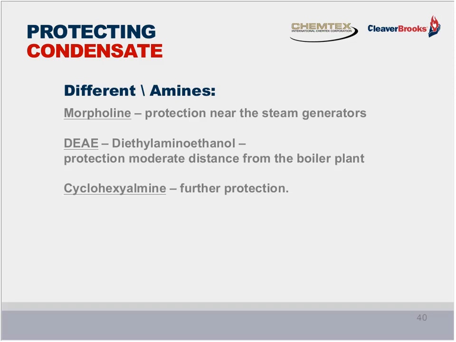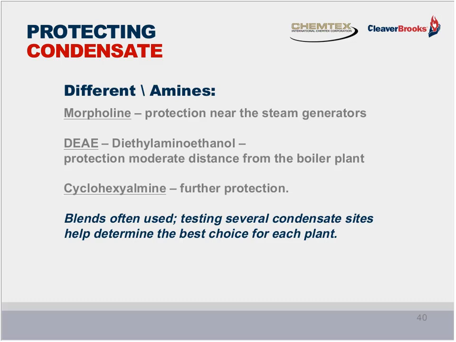Morpholine is one that is providing protection most generally near steam generators, around turbines, and close to the boiler plant. Diethylaminoethanol provides protection a little bit farther from the plant. And if you've got a large plant, you may need to employ cyclohexylamine to ensure that this volatile amine travels all the way out into the plant and provides protection against carbonic acid corrosion throughout the entire facility. And today, blends are used most often. Blends are used to provide protection to the complete condensate system around the entire facility.